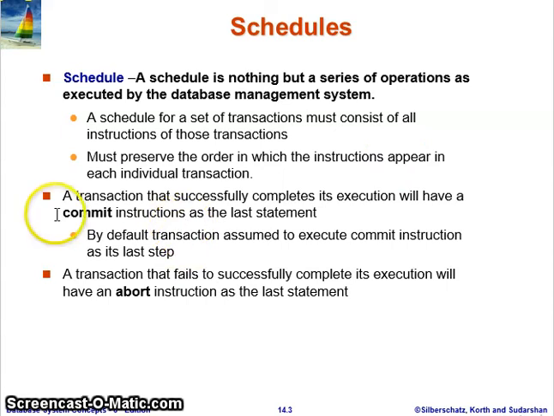The next point is that a transaction that successfully completes its execution will have a commit instruction as the last statement. When more than one transaction is executing in parallel, and a transaction has successfully completed all its operations, say the first transaction with its 5 operations, then after completing all 5 operations we set commit at the last. By default, the transaction is assumed to execute a commit instruction as its last statement, meaning the transaction has been completed successfully.